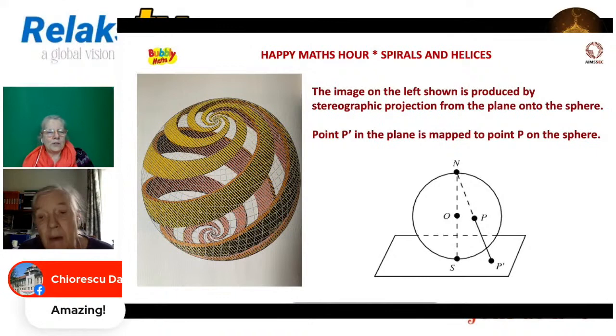So you can map P on the sphere to P dash on the plane. It works both ways. So you can find out what a shape on a sphere is on a 2D plane, and you can do it the other way around. You can draw a shape on a 2D plane, and then by using that technique, place it on the sphere, and that is what it would look like if it was on the surface of a sphere.